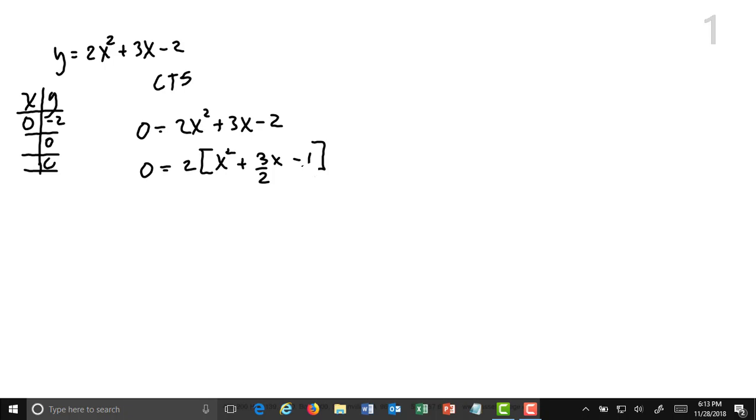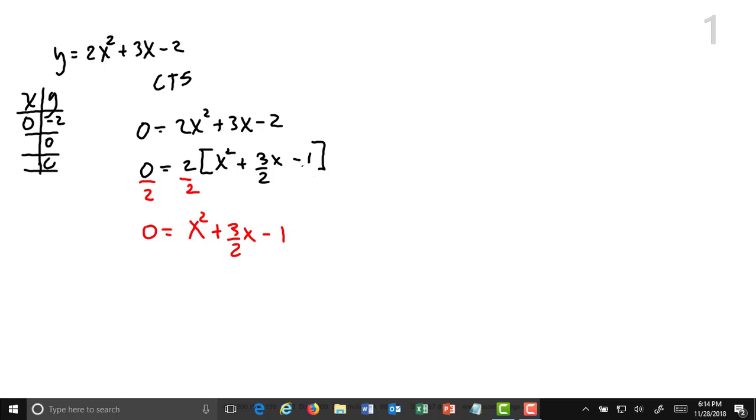Everybody understand this? Now, what I'm going to do, because it's set equal to 0, is divide both sides by 2. So guess what I have now? 0 equals x squared plus 3/2 x minus 1.